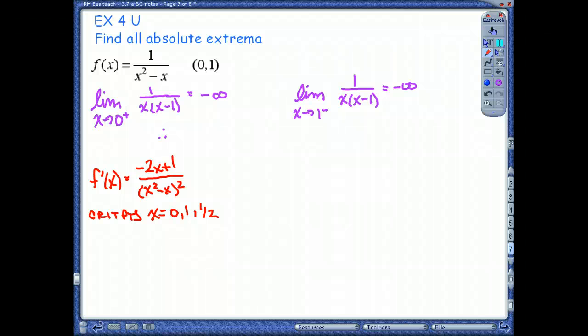Welcome to video 2. Just to get things going a little bit, I've kind of started us off a little bit. Alright, so we are finding absolute extrema on an open interval. That's going to involve limits.